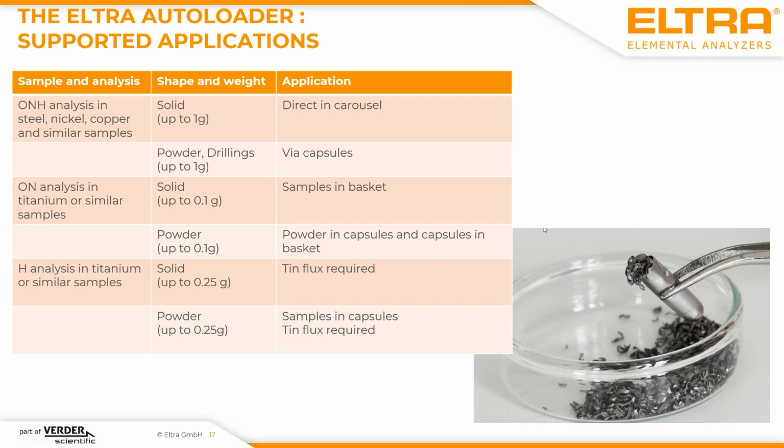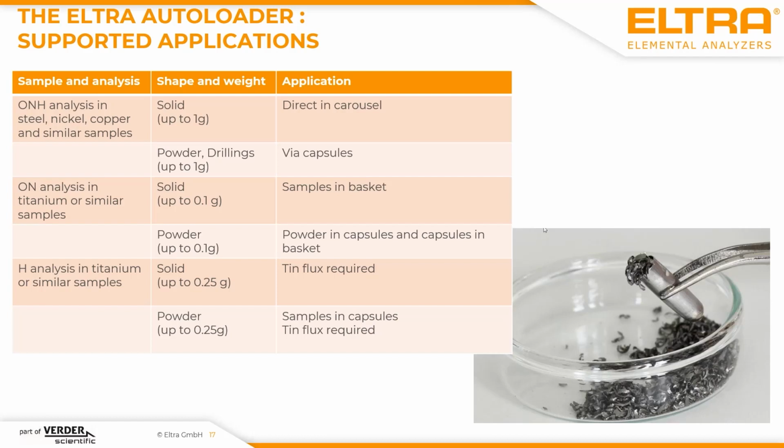But when you are performing automated analysis, you have to take care about the rotation of the carousel. And this does mean that you have to fill in the sample in a capsule, because this capsule can be processed safely in the carousel, whereas the pure application of granules in the carousel does not mean that every sample could be transported reliably.